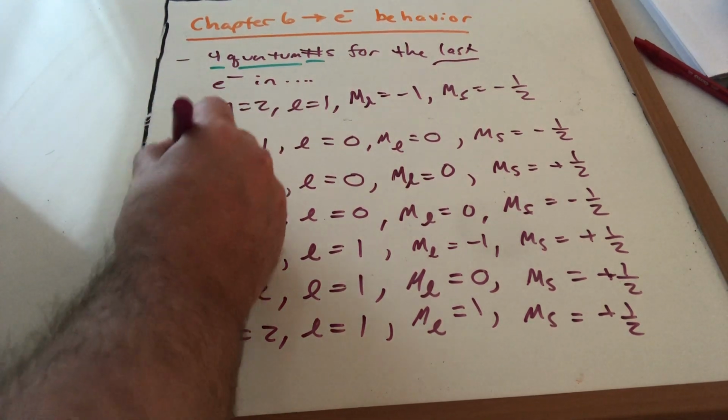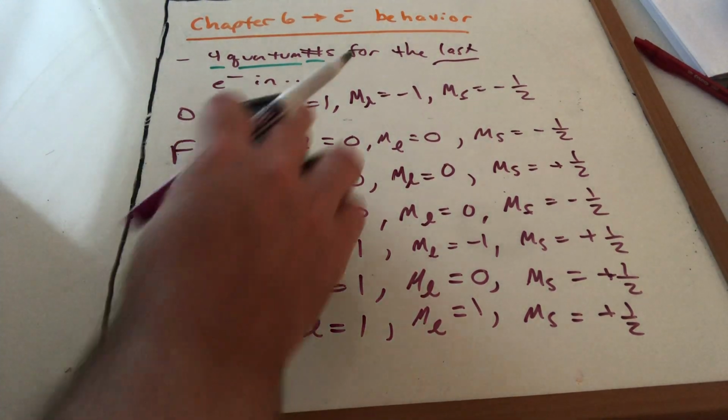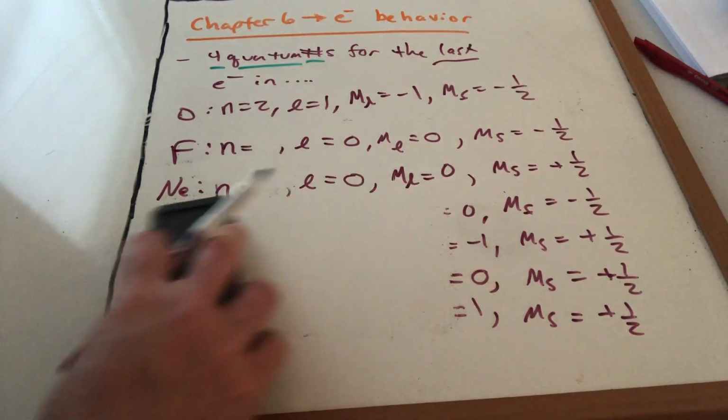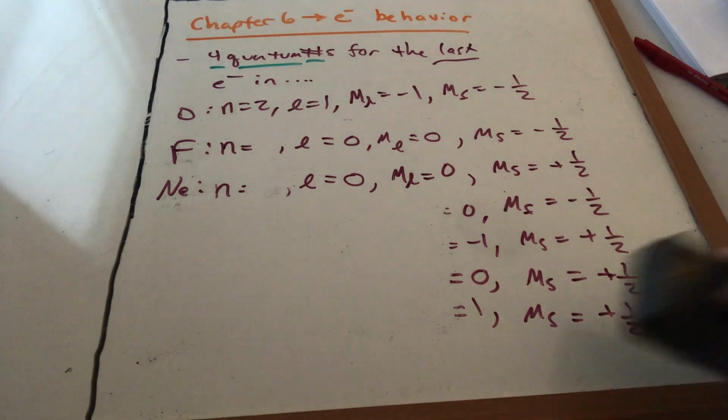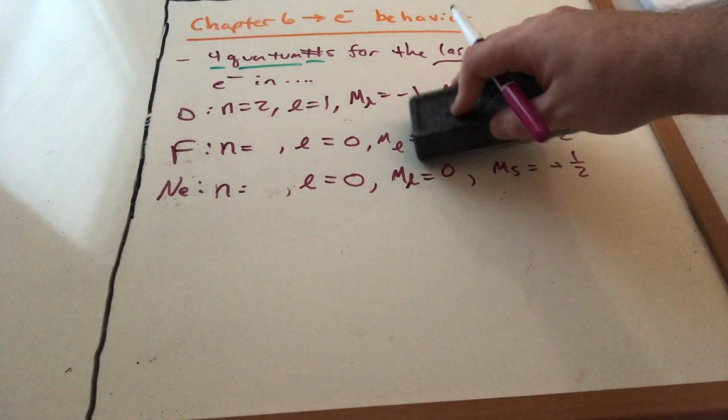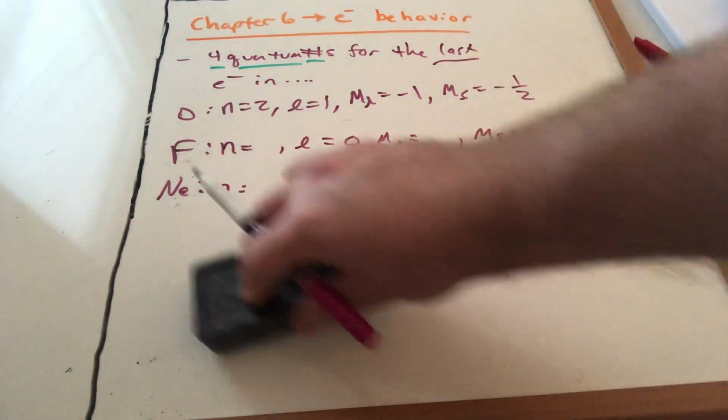And you just keep going down in your notebook. So for F and Ne, hopefully you can maybe do this by yourself. Go ahead and try to write the 4 quantum numbers. Maybe pause the video for each, say for the last electron in each of these species.